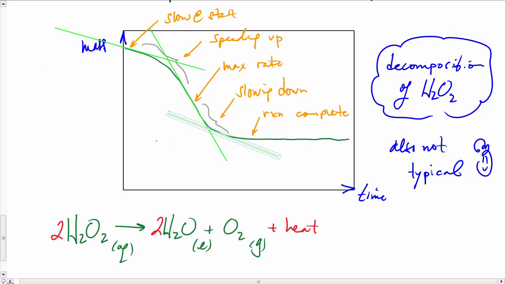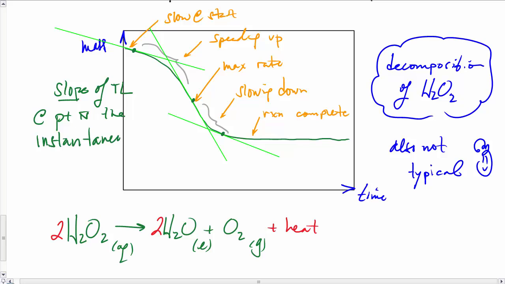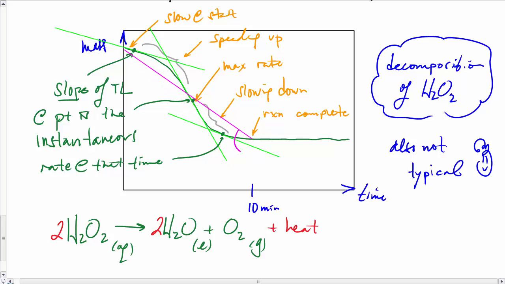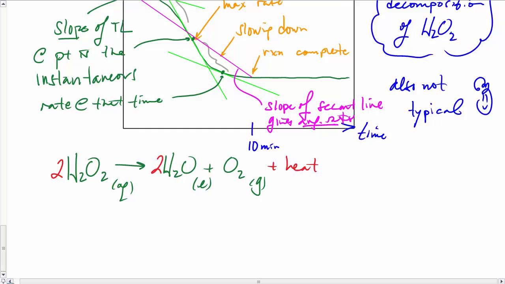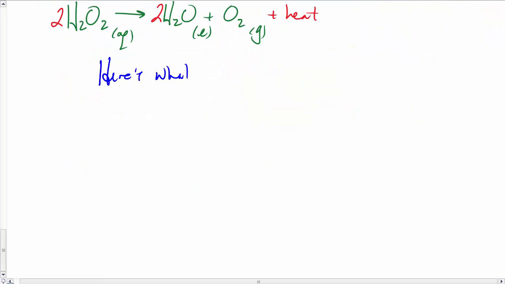You can see these are the instantaneous rates at any moment in time. They're the tangent lines on those points, and you could just take the slope of them to get the instantaneous rates at those times. Or if you're interested in the average rate, as we mentioned before, you could take it from one time to another, say from 0 to 10 minutes, and get the slope of that line. It's the secant line between the two times of interest. So that would give you the average rate over that interval.